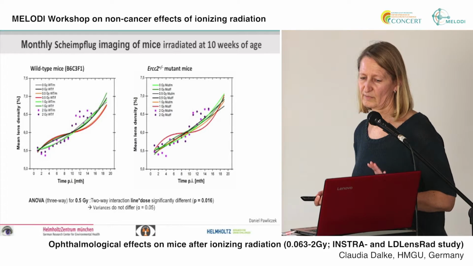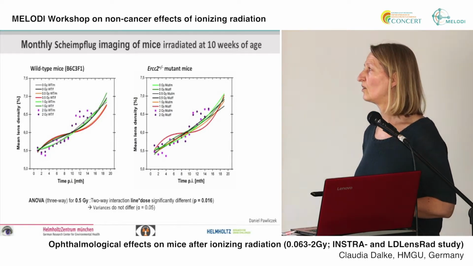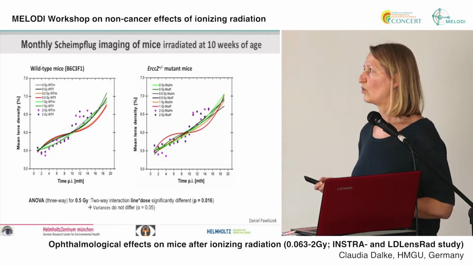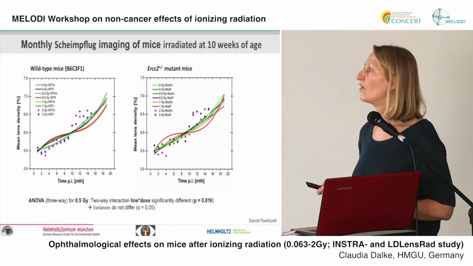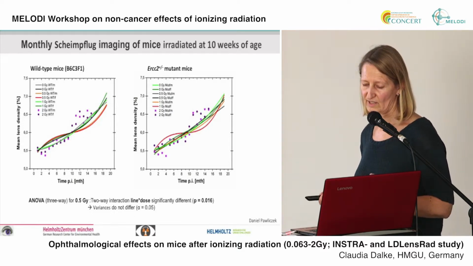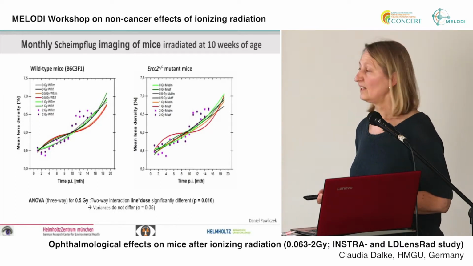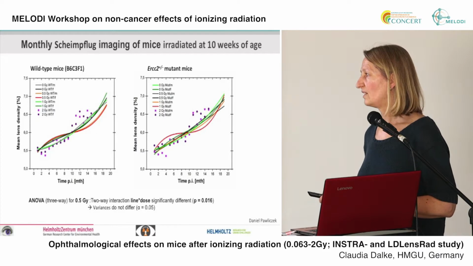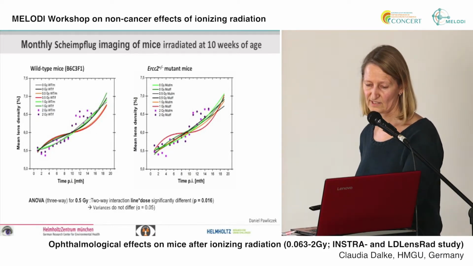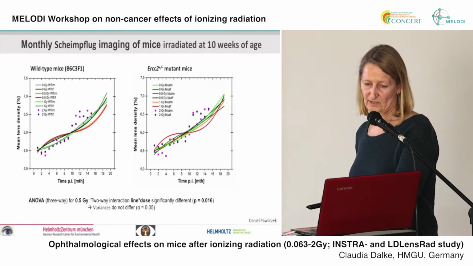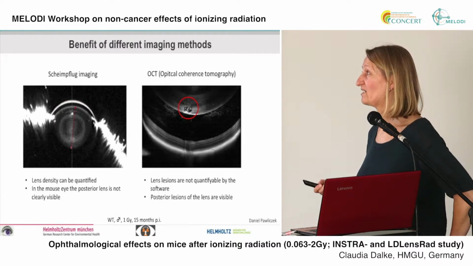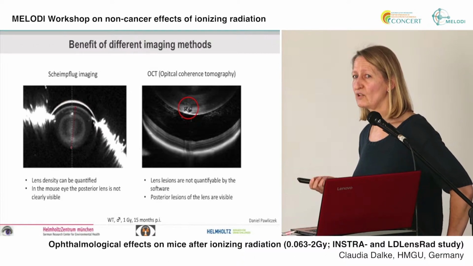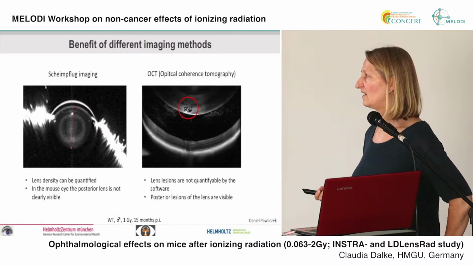But first let me present the data of 10-week-old irradiated mice. So this is the Scheimpflug data of the wild type and the mutant mice. As I showed you before, there are no clinically relevant differences between the groups in lens density, even if the two-way ANOVA shows a slight dose significance for these mice, but if not clinically relevant, maybe it's not that important. But you can clearly see a dose effect. So there is a dose effect.